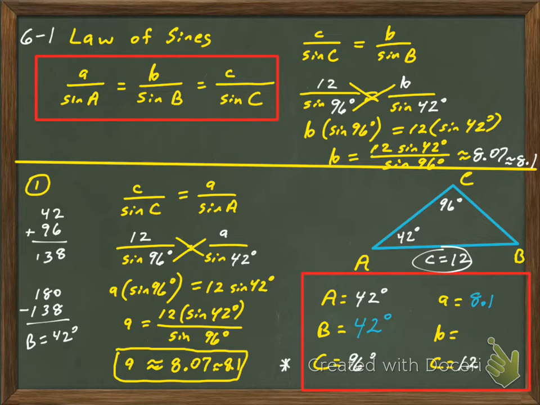Now you might have noticed that because the base angles are equal, then the sides opposite them would be equal. It's called an isosceles triangle. So you'd have two sides that are congruent, but we did not know that going in.